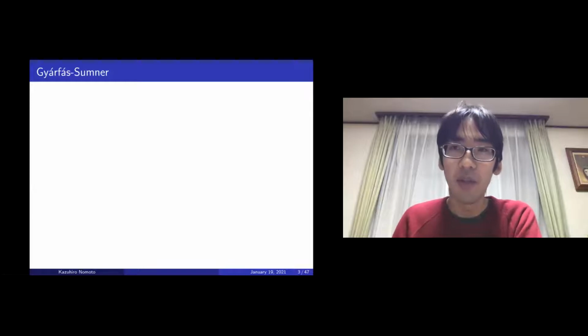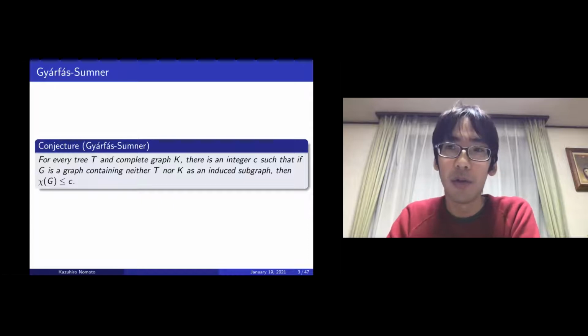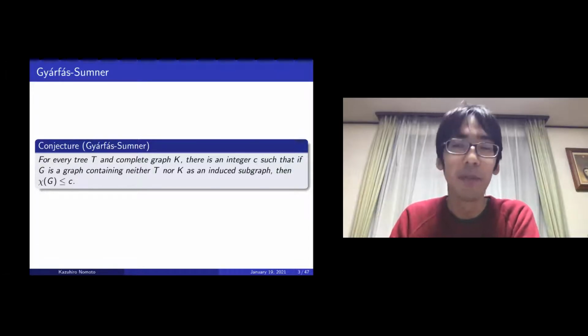So I just want to mention one very famous problem by Gyárfás and Sumner that I'm sure everyone has seen. It says that if you pick any tree T and any clique K, then you can find a constant C which bounds the chromatic number of all graphs not containing T or K as induced subgraphs. So this is a very famous conjecture, which is very much open.